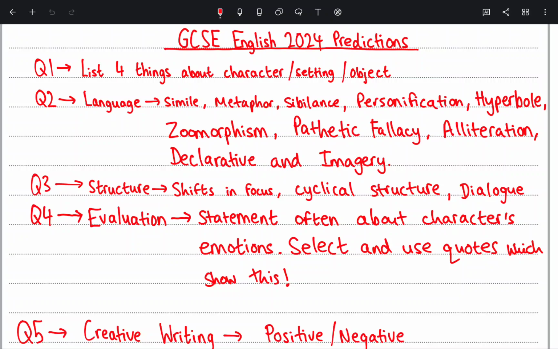Now this will be a series, and as we get closer to the exams, I will be providing a full breakdown of my predictions for each English exam. So this is just to give you a heads up of what we are expecting to see in 2024.